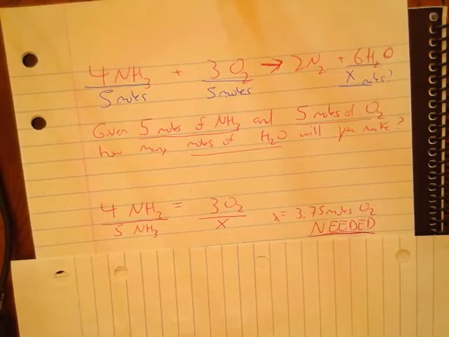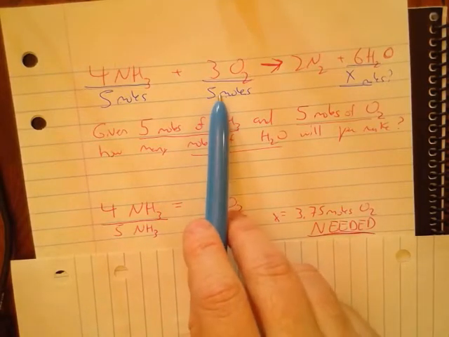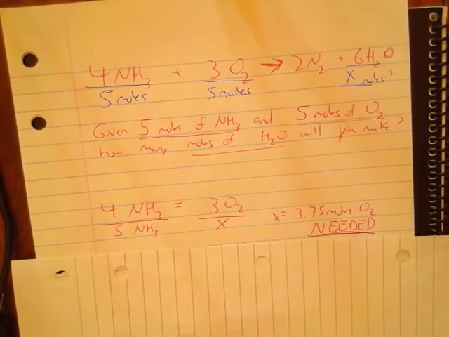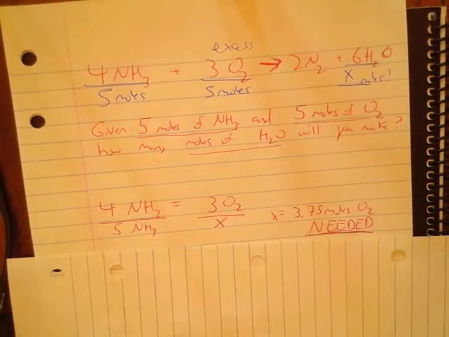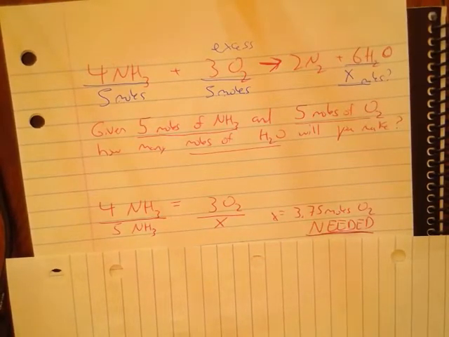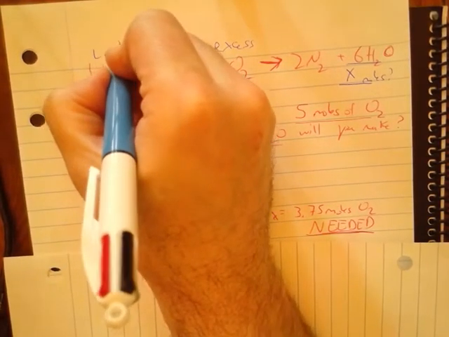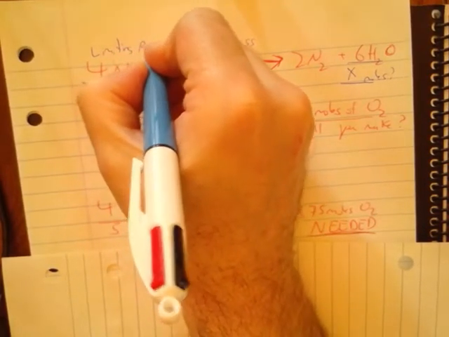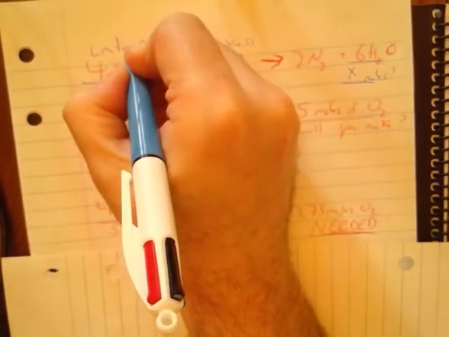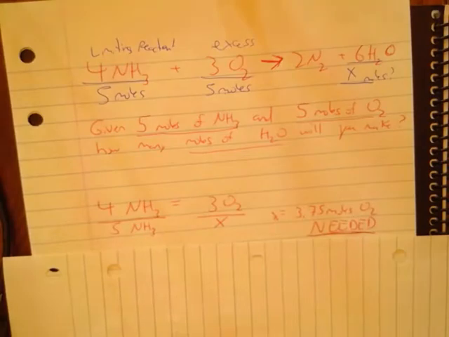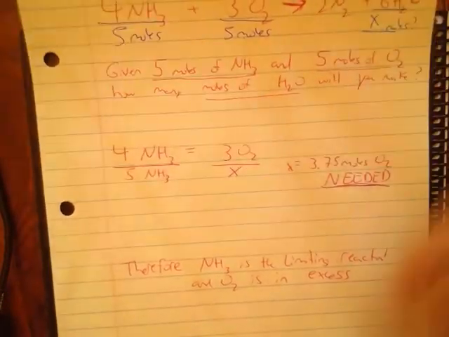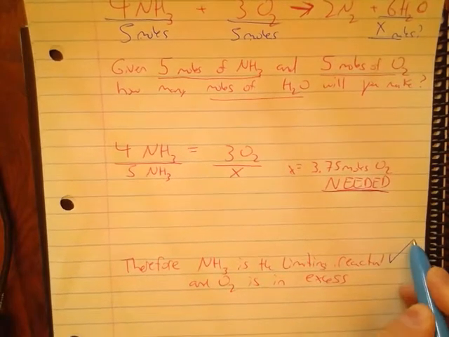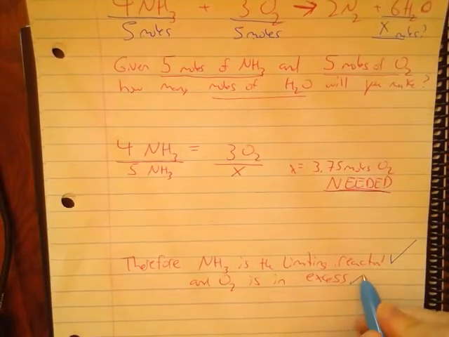What does that mean when you have more than what you need? Well, I believe we would call that excess, right? I have more oxygen than I need, which means my ammonia is actually going to be used up first. It is my limiting reactant. So I guessed right. Therefore, ammonia is indeed the limiting reactant, and oxygen is in excess.